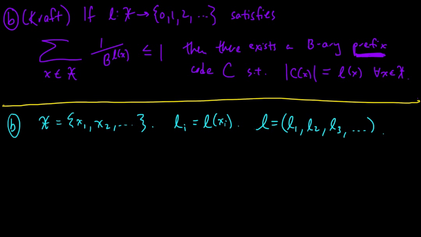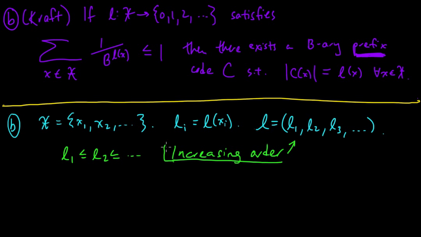Now, the first thing that is important is that this sequence be non-decreasing. In other words, that l1 is less than or equal to l2, and so on. So it's in increasing order. So this is important. And you may be a little bit concerned at this point, because what if our original x's were not in such a way that this was in increasing order? But that's not so bad. We can always arrange for them to be in increasing order, because we just gave these x's arbitrary labels here. We can choose the ordering of the x's. We can just label these so that their corresponding l's are in increasing order.